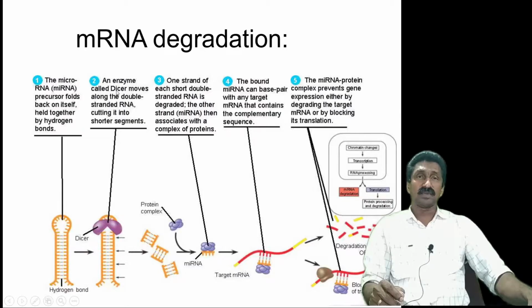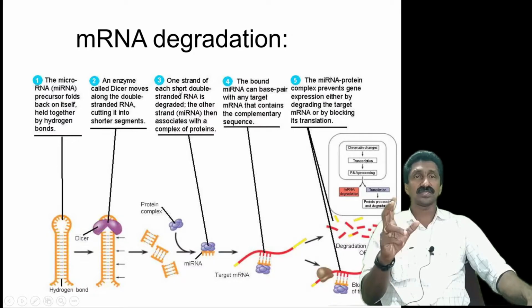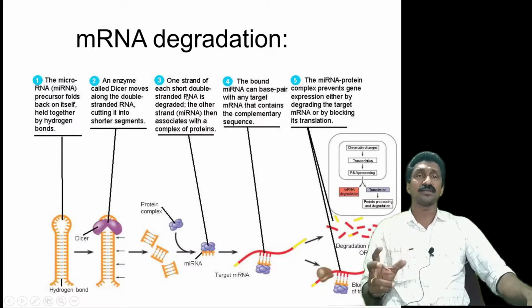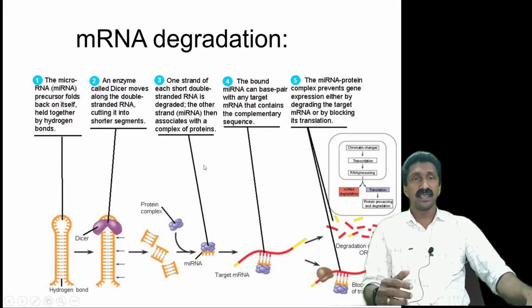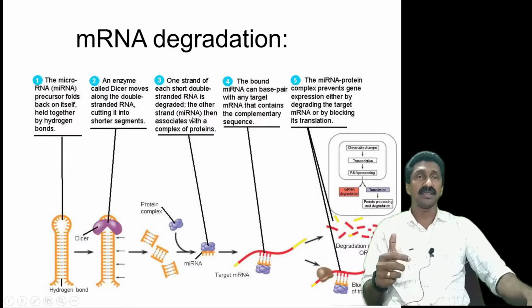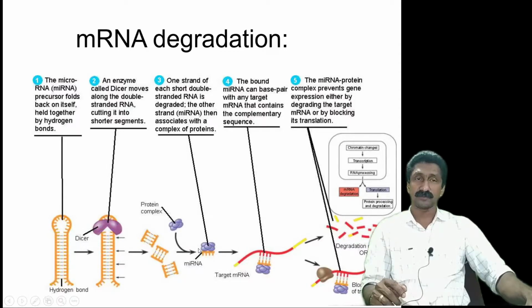Now, an enzyme called dicer moves through the double-stranded RNA, cutting it into shorter segments. So a dicer enzyme moves through this RNA and cuts it into smaller fragments. One strand of each of these short double-stranded RNAs is degraded, and the other strand, which is known as the miRNA, then associates with a complex of proteins. This is the protein complex with the miRNA.